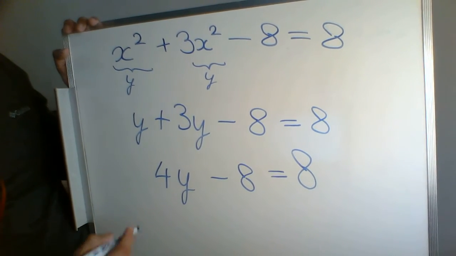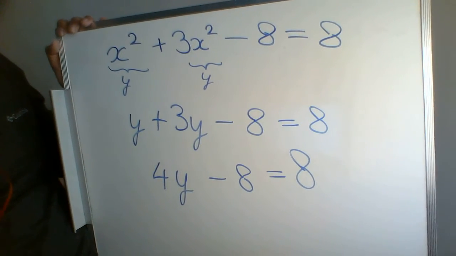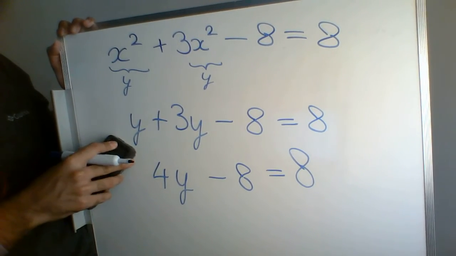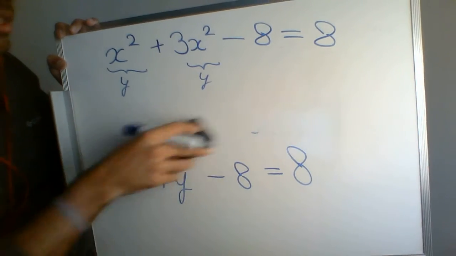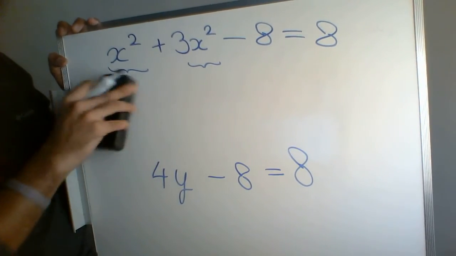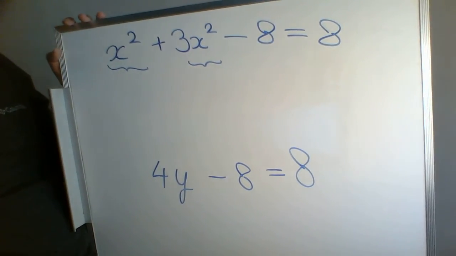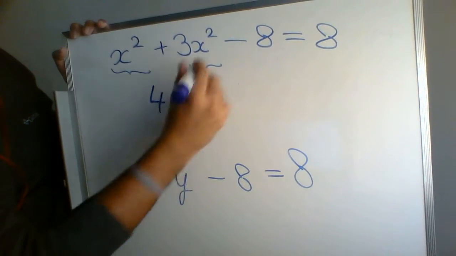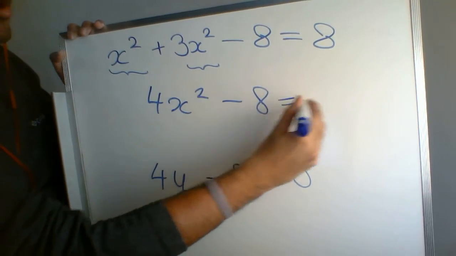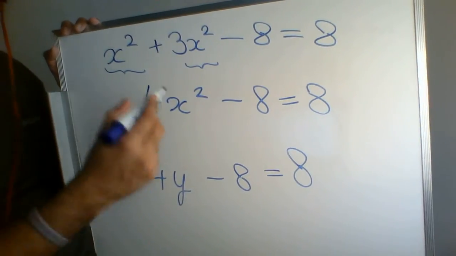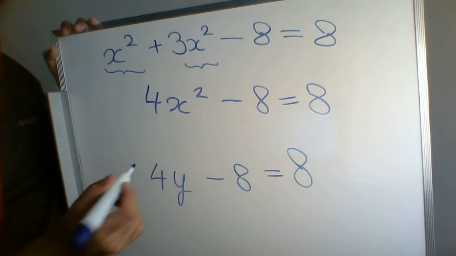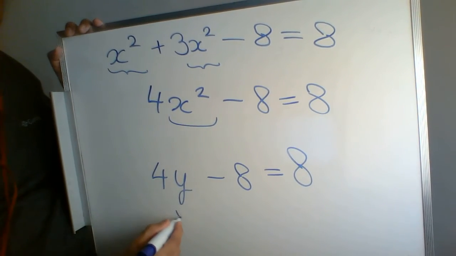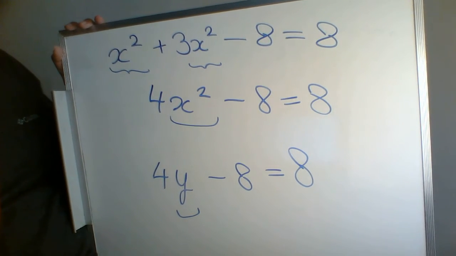Or you could just leave it the way that we'd started this, which, if I erase this and rewrite what we had over there, is it'll just be x squared plus 3x squared, which is going to be 4x squared minus 8 equals 8. Which you can see, if we did it with y's, will give us the same sort of setup. All we have is this x squared doing it one way, and this y doing it the other way.